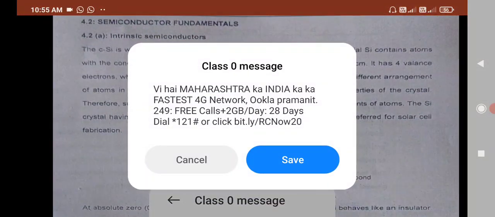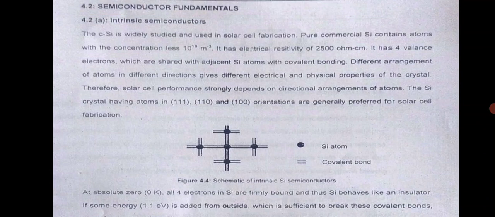2500 ohm centimeter. And silicon has atomic number 14. In its electronic configuration, silicon has 4 valence electrons in the outermost shell, which are shared with adjacent silicon atoms through covalent bonding, and the different arrangement of atoms in different directions gives different electrical and physical properties of the crystal.